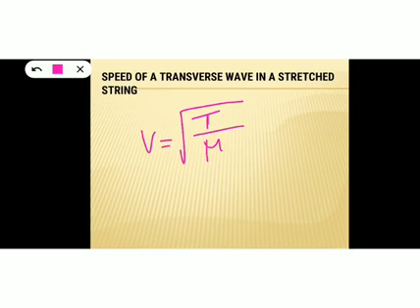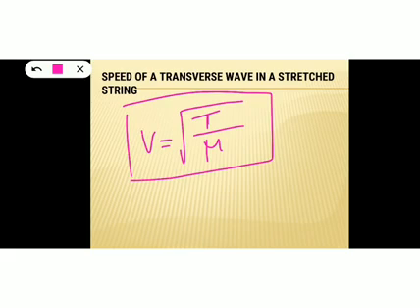v is equal to square root of T by mu, where T is the tension produced in the string and mu is the linear mass density, that is, mass per unit length. So T is the tension and mu is the linear mass density. This is the velocity of a transverse wave produced in a stretched string, like the waves produced in a guitar string, etc. Okay.